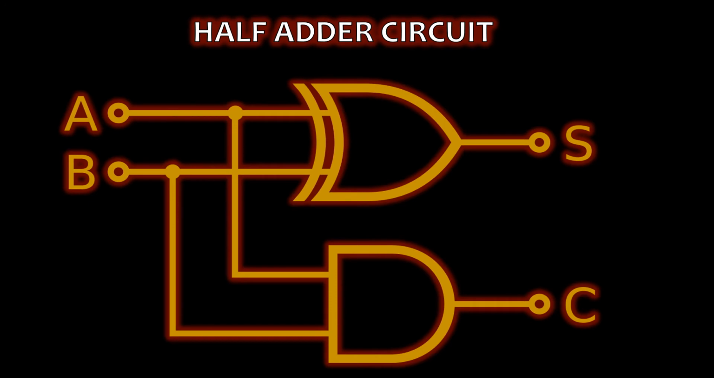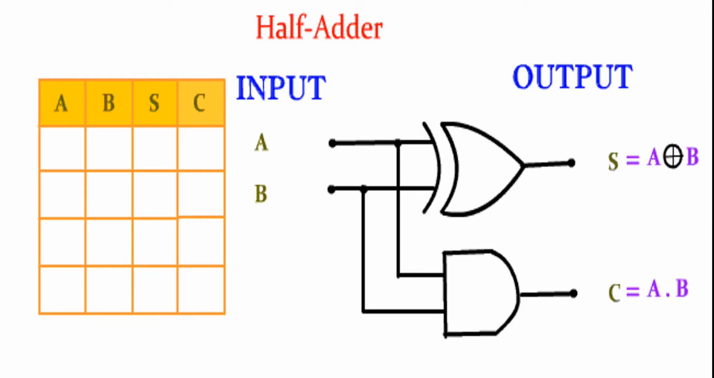Now this is a half adder circuit. This includes an AND gate and an XOR gate. Now this is the visual way of a half adder circuit. This circuit includes an XOR gate and an AND gate. Now it has two inputs, that is A and B, and two outputs, sum and carry. Now sum is an XOR gate whereas carry is an AND gate.